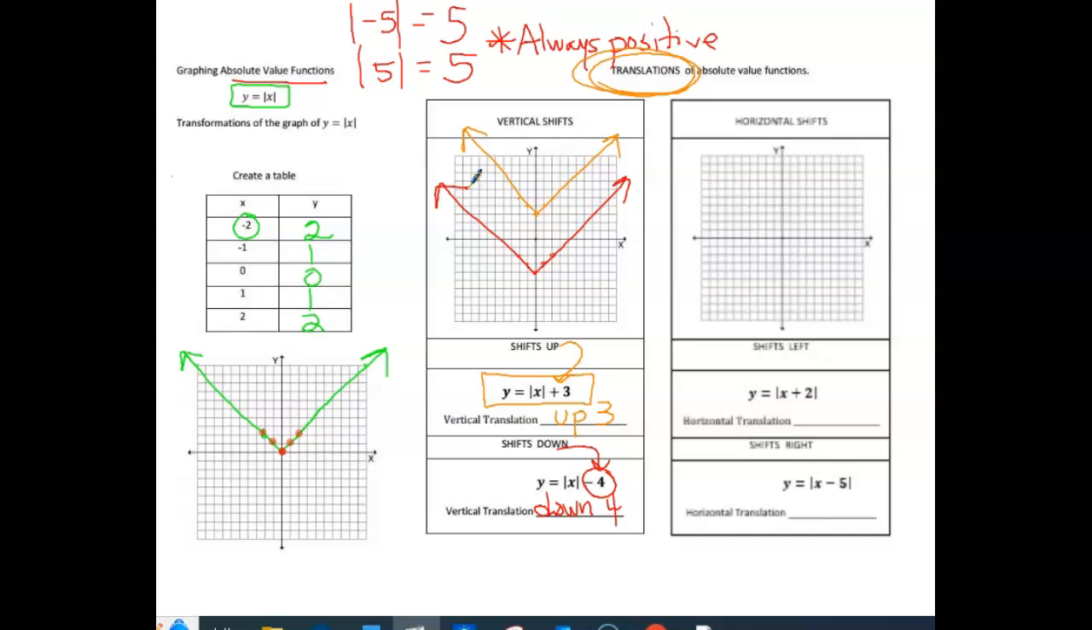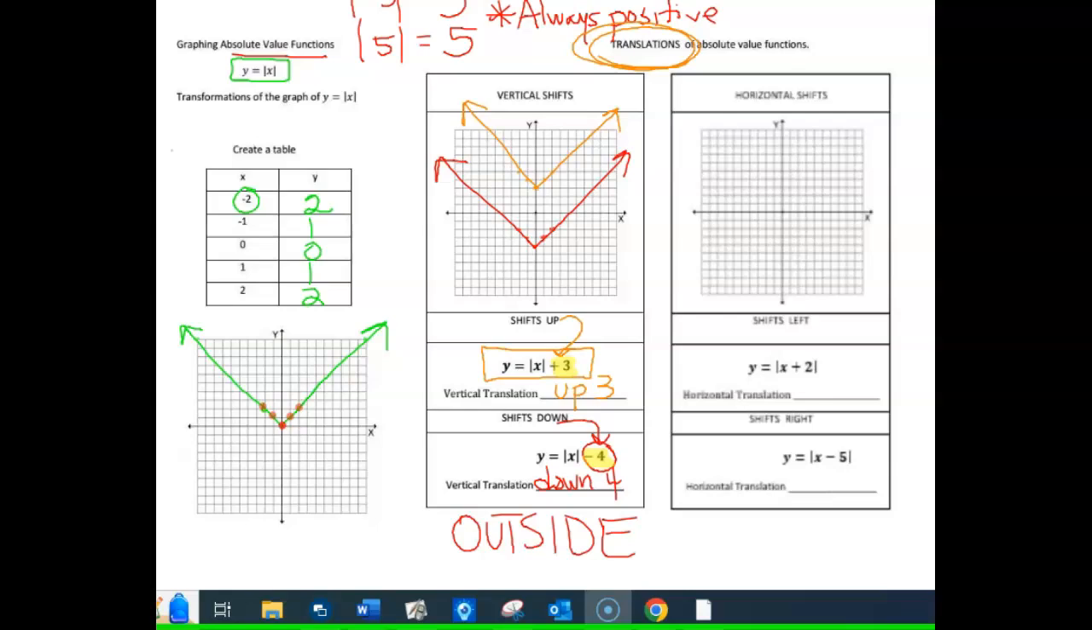Now the thing I want you to write down, for a vertical shift up or down, you look outside of the absolute value. When you're telling if it shifts up or down, it's on the outside of the absolute value. Okay? You're either going to shift the vertex up or you're going to shift the vertex down.